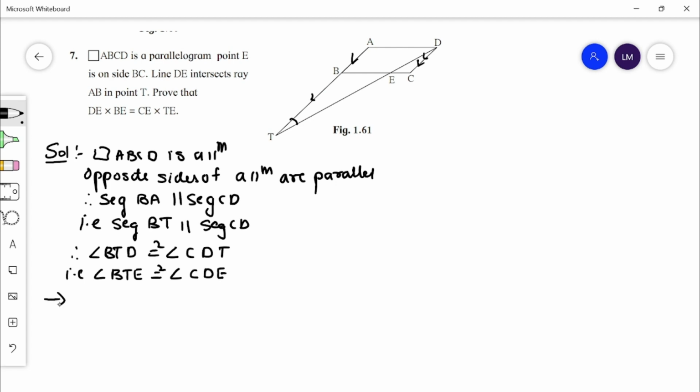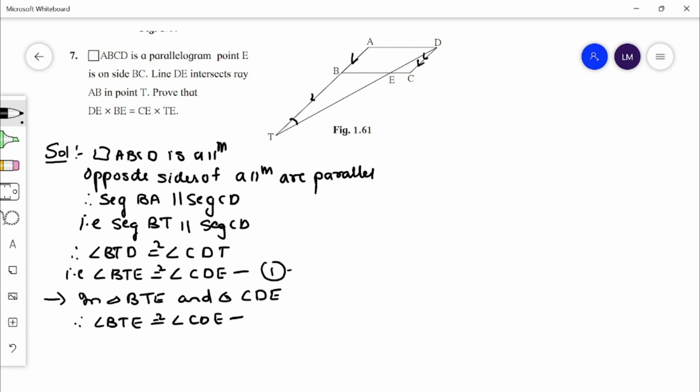Now we'll move on with the triangle. So triangle name always you should write in correspondence, right? So in triangle B, then alternate angle T, then vertically opposite E, and triangle C, alternate angle is D and vertically opposite is E. Therefore angle BTE is congruent to angle CDE. So this we can write here as 1 and reason as alternate angles.